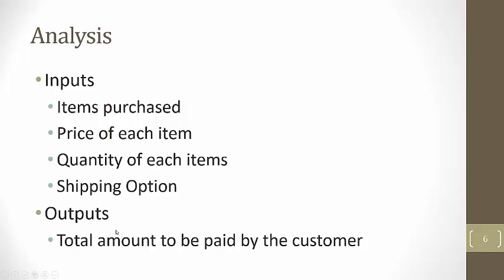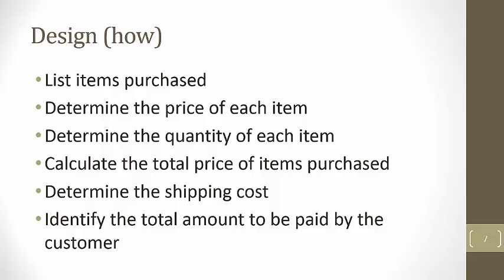Now, once we know what needs to be done and who is involved in the process, we need to think about how. Well, how are we going to create this application? How will the application complete this process? Okay, so we have our application that first needs to list the items purchased. So we need to get a list of everything that the customer has selected or put in their shopping cart. And then we need to determine the price of each item. Also, we need to determine the quantity of each item as selected by the customer.